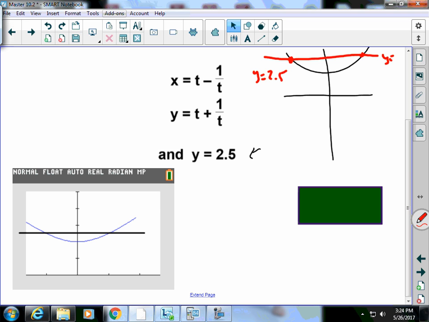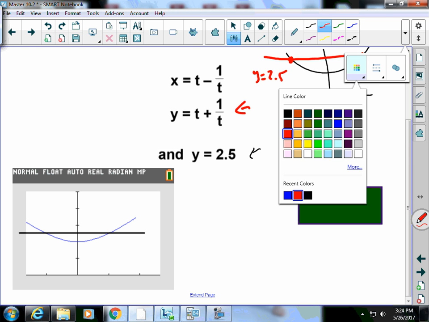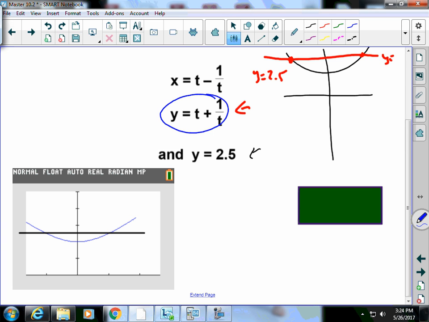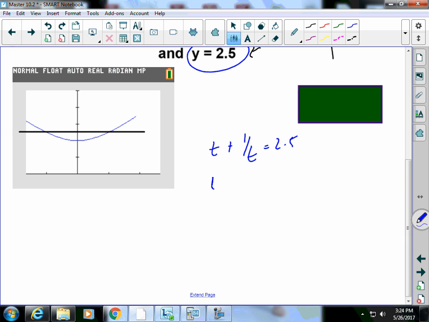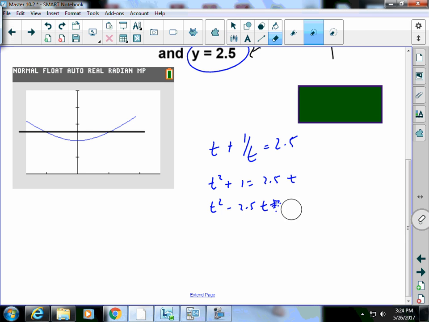All righty, so now we have all this, and we need to figure out when these two things are equal to each other. So we care about when this y is equal to 2.5 because they're both y's. We care about when does this y equal that y. So we have t plus 1 over t is equal to 2.5. I can multiply everything through by t. I get t squared plus 1 equals 2.5t. Move everything to one side. T squared minus 2.5t plus 1 equals 0.